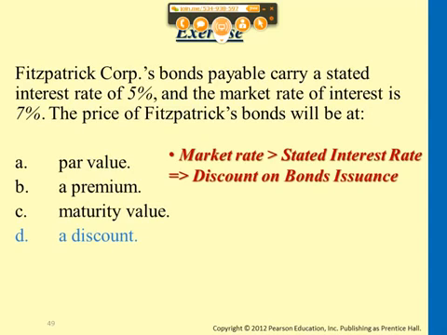If it's the same, then it will be issued exactly at the face value. So if it was $100,000, it will be at $100,000. A discount means that the company is only able to borrow less money than $100,000. Okay.